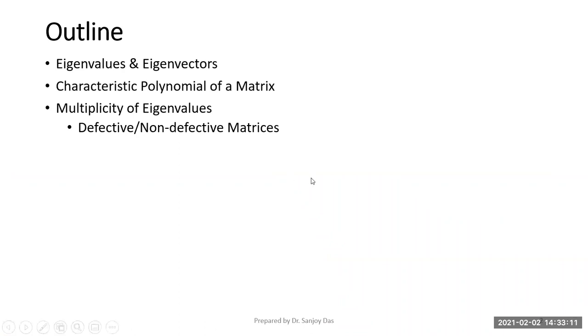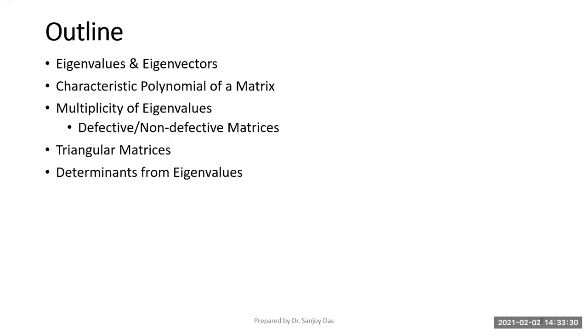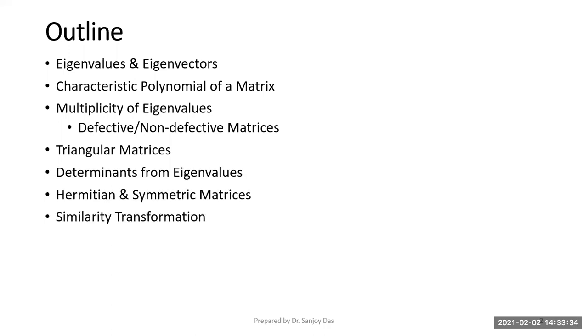And now I'll tell you upfront that throughout this course, we will assume, unless otherwise stated, that the matrix is non-defective. You don't know what non-defective and defective matrices are yet, but we will be dealing entirely with non-defective matrices henceforth. Triangular matrices, determinants from eigenvalues, Hermitian and symmetric matrices, similarity transformations, shifts, and inverses of matrices.